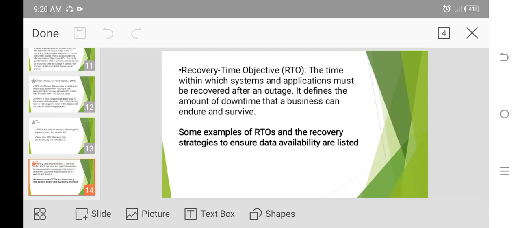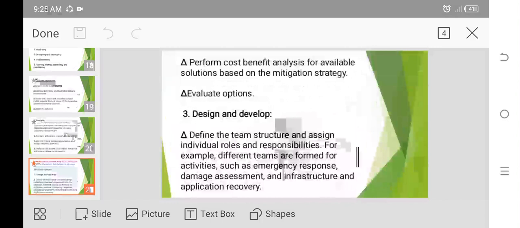frequency of using business infrastructure. Then conduct a business impact analysis and then identify critical business processes and assign recovery priorities. And lastly, perform risk analysis for critical functions and create mitigation strategies. Perform cost-benefit analysis for available solutions based on the mitigation strategy and evaluate options. Then third one is the design and develop.